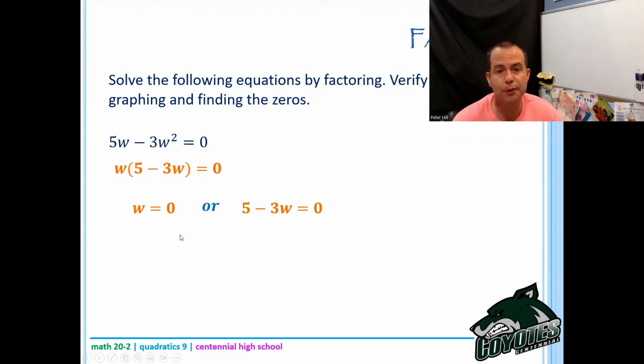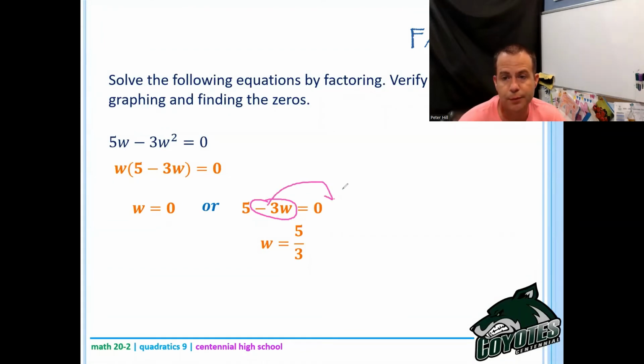Okay, so w equals 0 is all done, but 5 minus 3w, I could bring my -3w over to be positive 3w and then divide by 3. So I'd end up with w is 5/3. Again, I did that by taking my -3w, bringing it over so it was positive 3w, and then dividing both sides by 3.